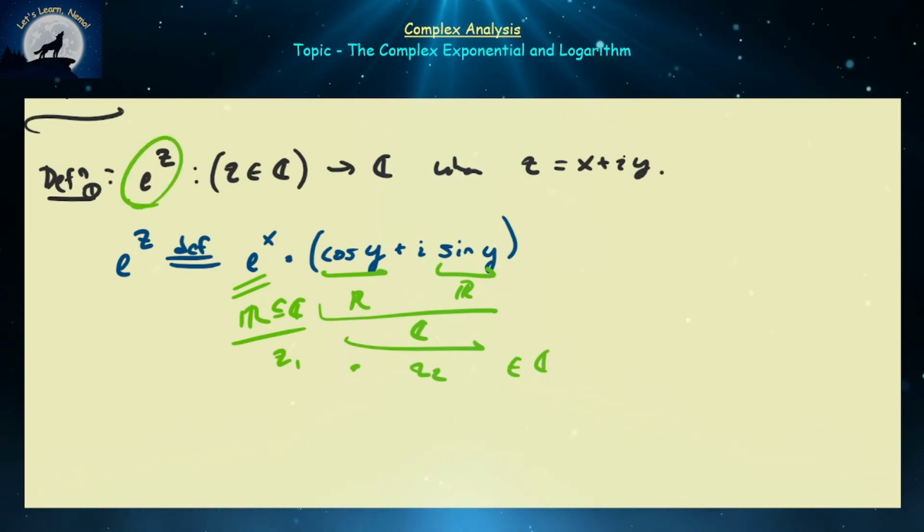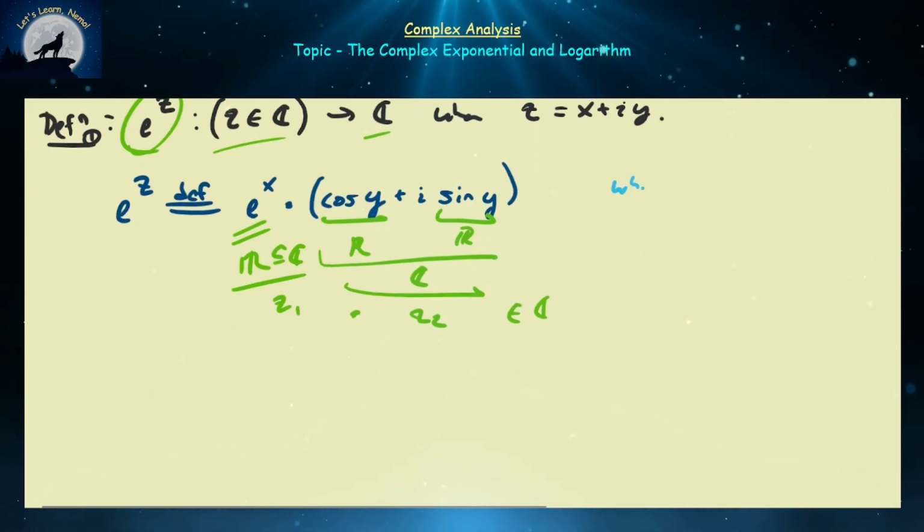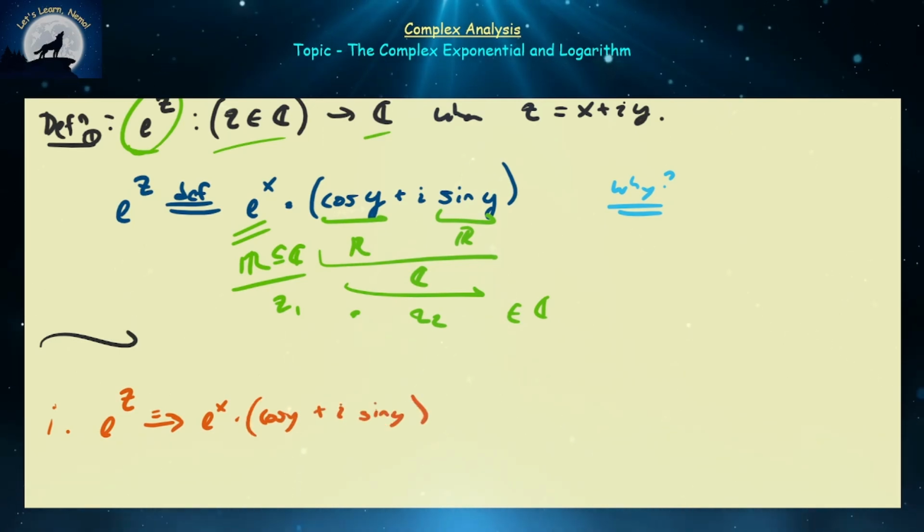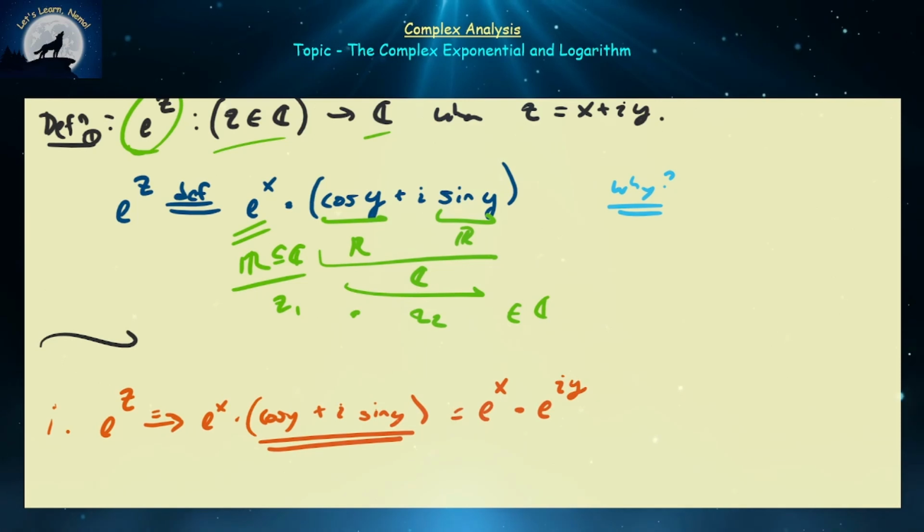So here we have that the e to the z function is now well defined from C to C. Now, why in the world would we want to define e to the z like this? Well, if we define it to be this, then what is the resulting statement? So e to the z then will be equal to e to the x times cosine of y plus i sine of y. But you might remember that this, from the Euler-Cotes identity, is just going to be equal to e to the x times e to the iy, because y is just taking the place of theta.